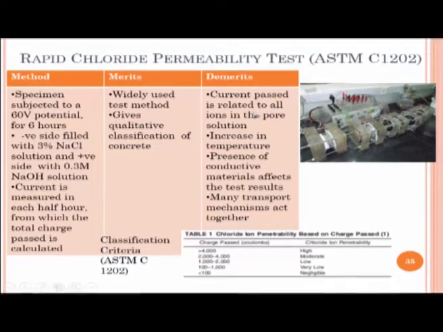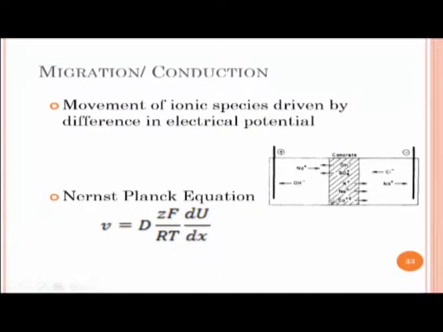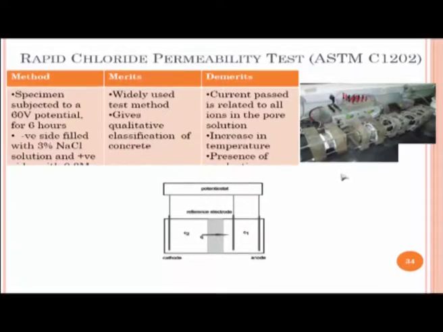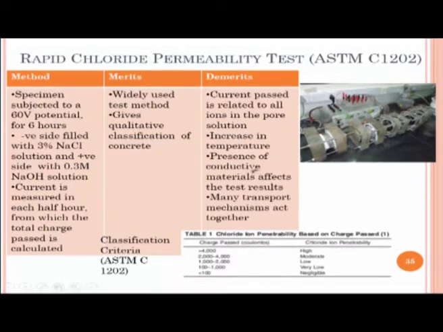The problem with this test is that the current passed is related to all the ionic species that are moving. I showed you this diagram earlier. Look at how many ionic species there are which are continuing to move, right. Since all these ionic species will move, the charge that you are measuring, or the current that is passing, will depend on all the ionic species, as a result of which you are not truly getting the chloride penetrability. All you are getting is the conductivity of the concrete under an applied electrical potential. Okay, so again, if you have more conductive materials present, it will affect your test results.